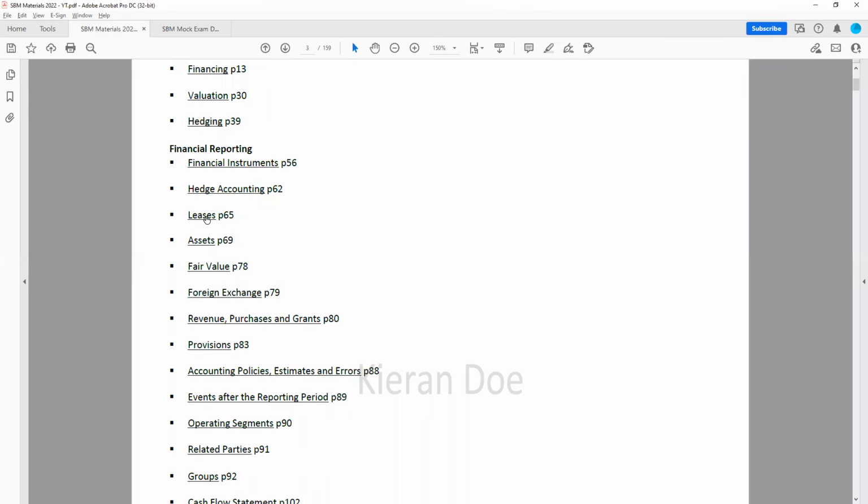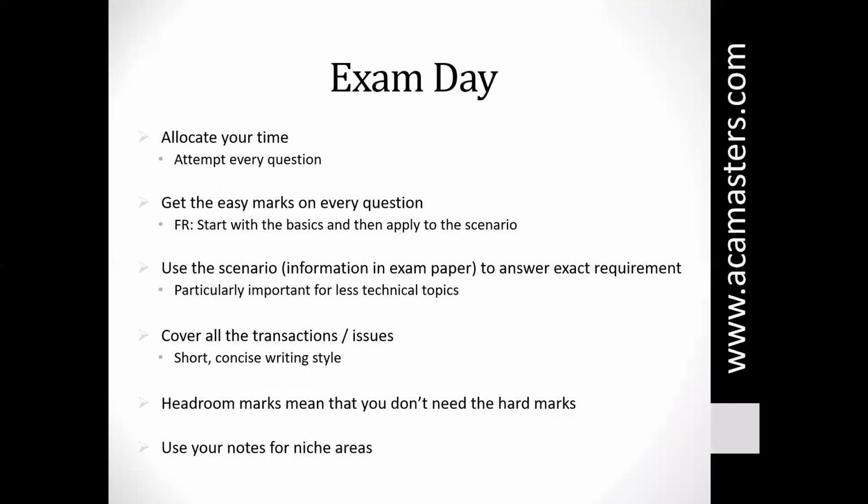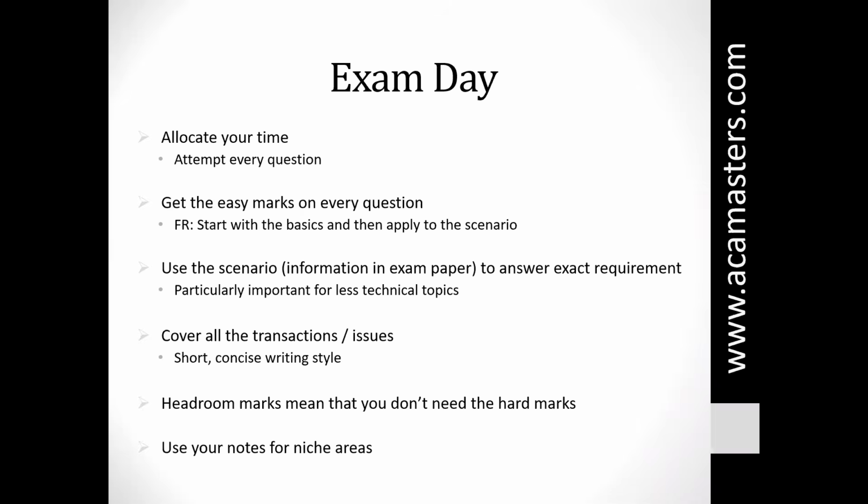Really technical areas. I would definitely be using them for parts of financing and hedging as well. So probably the more technical areas I'd be personally using the notes for. Because just remember, every time you're looking something up in the notes, that's time spent which could be spent typing a mark-scoring point. So you do need to decide in advance what you're going to use the notes for.